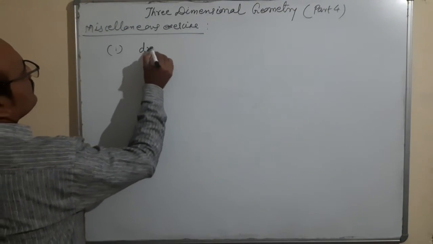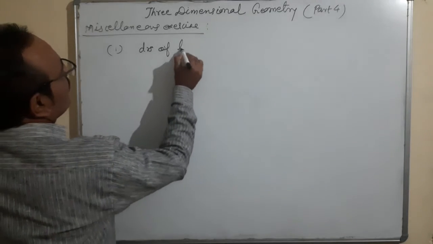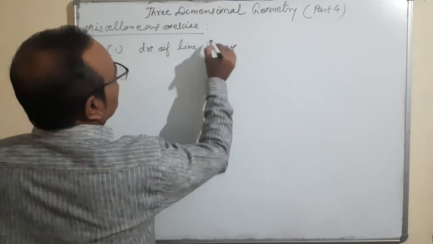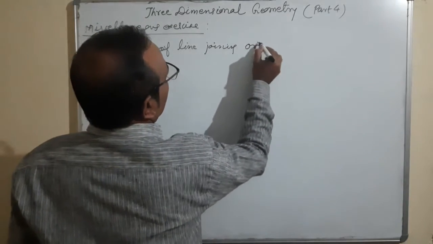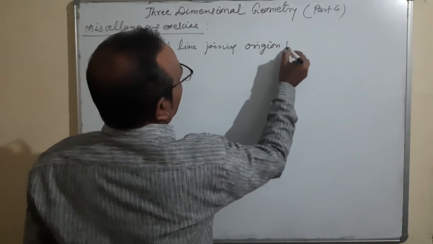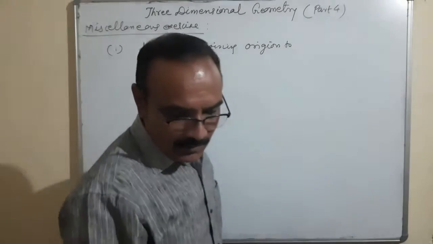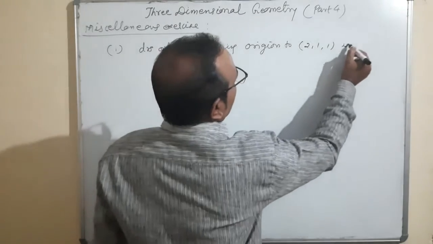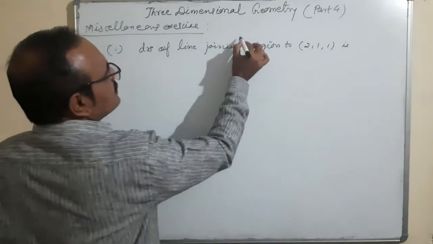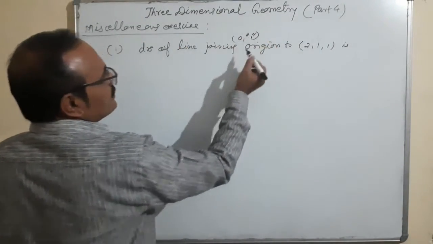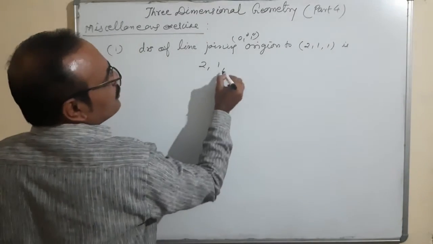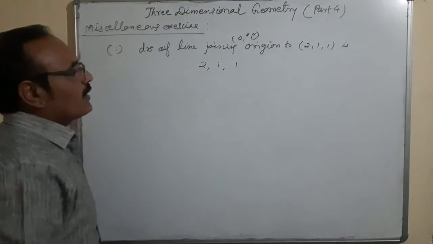Direction ratios of the line joining the origin to (2, 1, 1). Origin means it is (0, 0, 0). So the direction ratios are 2 minus 0, 1 minus 0 and of course 1 minus 0.